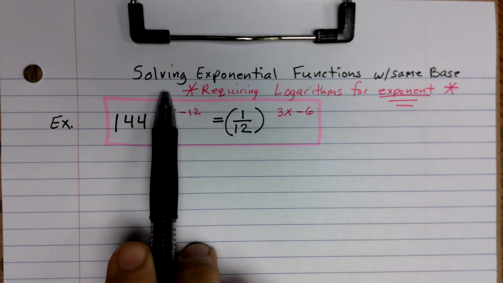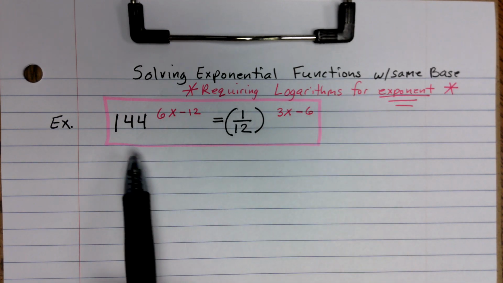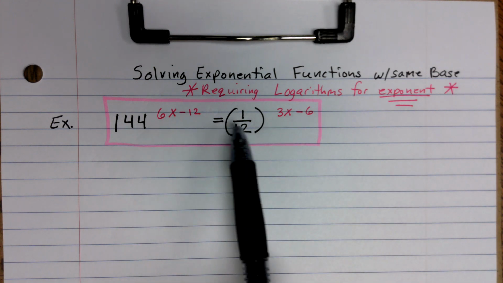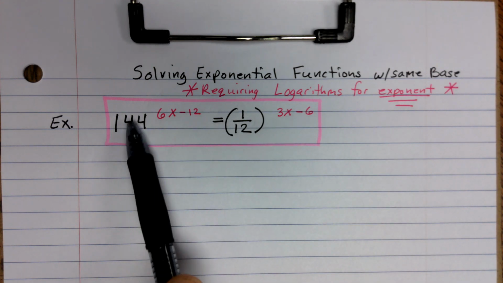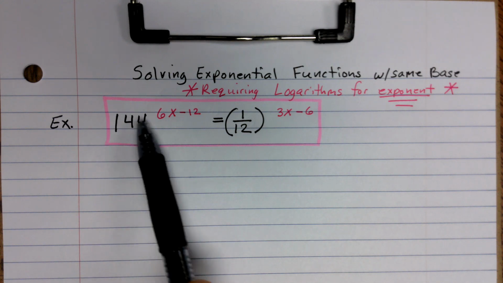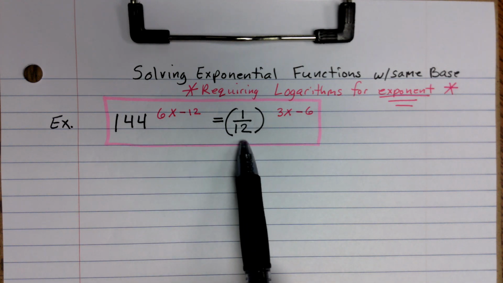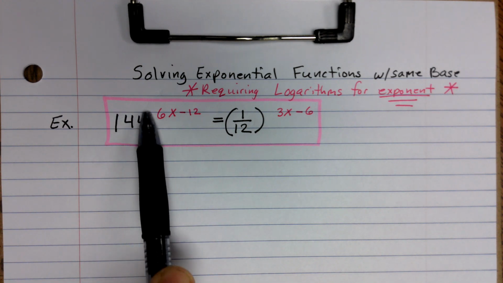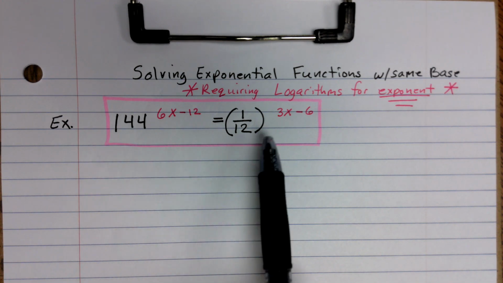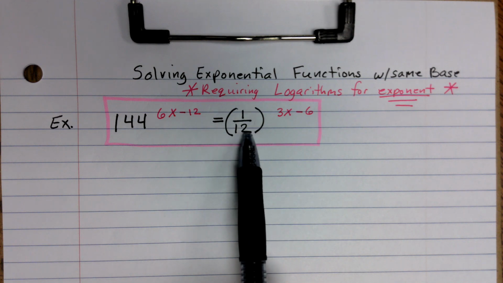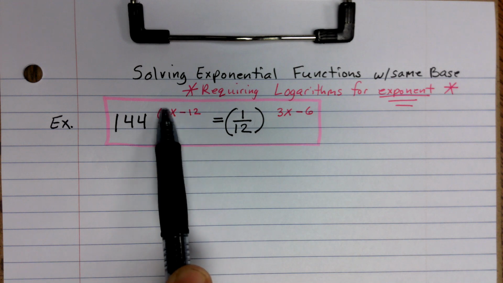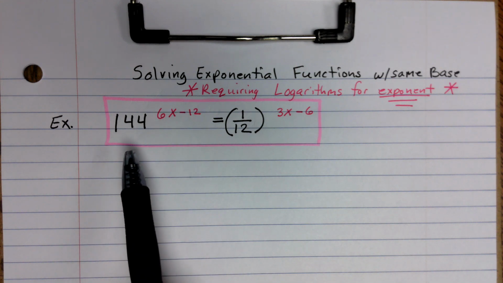In this problem, notice you're solving exponential functions that supposedly have the same base. But when looking at it, initially the base does not look the same. So notice we got 144 over here on the left, and we have 1 over 12 on the right. Now, you could use a guess and check method to try to figure out how to convert this 144 into 1 over 12. And once you got that power, you would then distribute it to this power right here that's an expression for the 144.